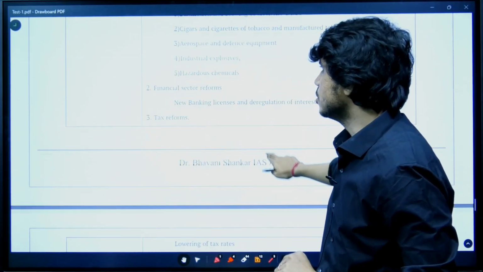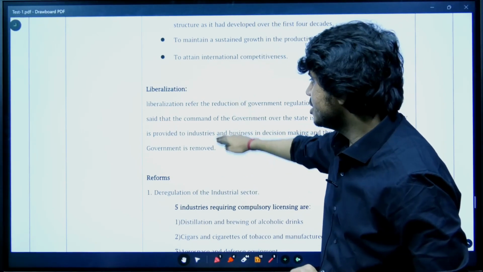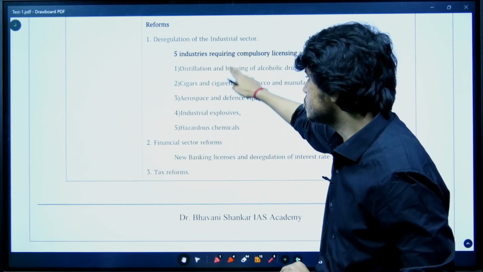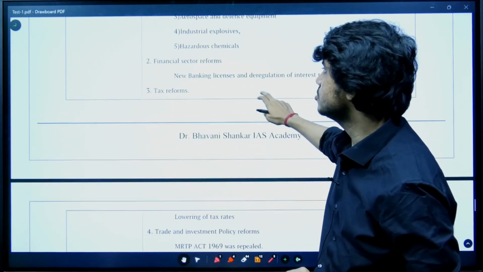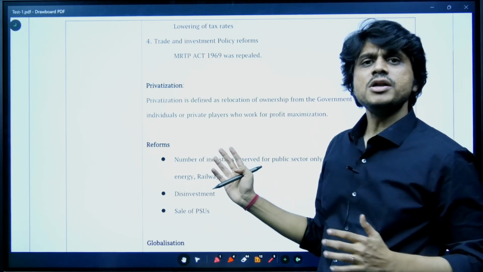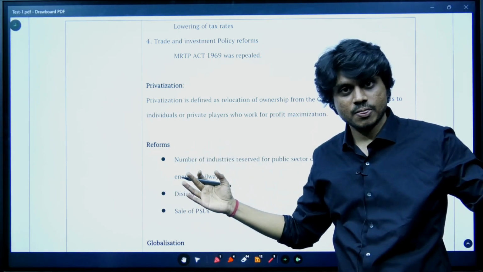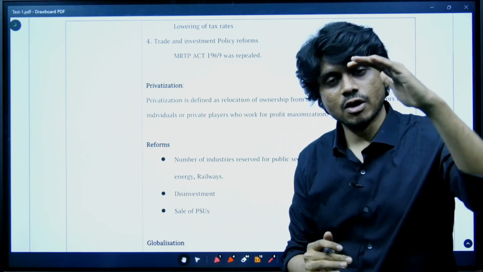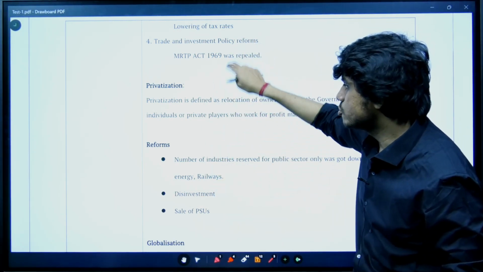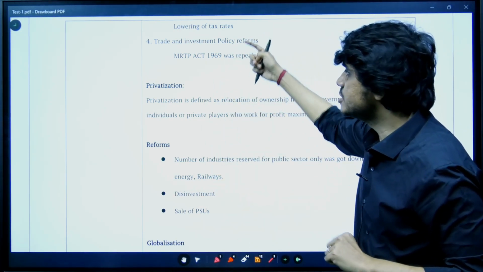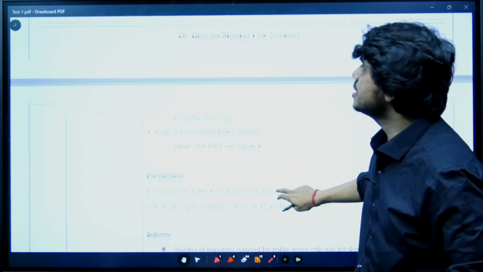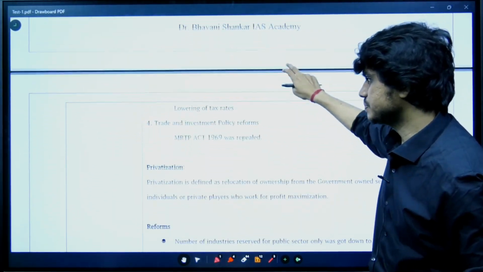Now see, under liberalization we are trying to bring different points. Under liberalization itself, I have introduced 5 points: deregulation of the industrial sector, financial sector reforms, tax reforms, and trade and investment policy reforms. Then we move to privatization. The point here is that we need different dimensions. We cannot simply write one dimension; multiple points within the same dimension will not work. We have to bring multiple dimensions. That's the reason I have introduced 3 dimensions in the question: liberalization, privatization, and globalization. Within liberalization, I have again introduced 5 sub-dimensions.